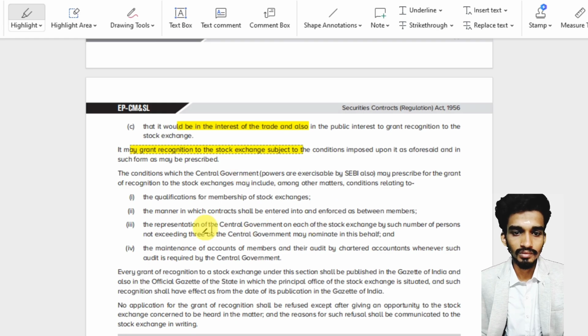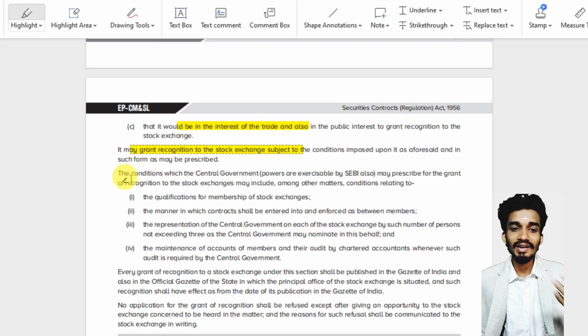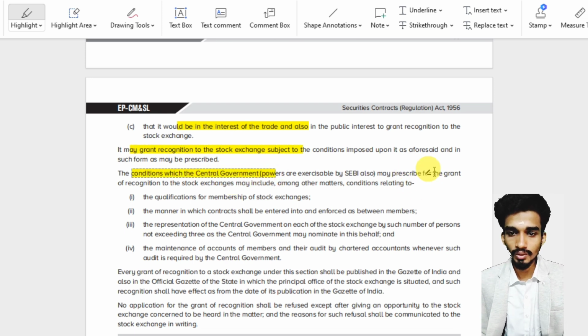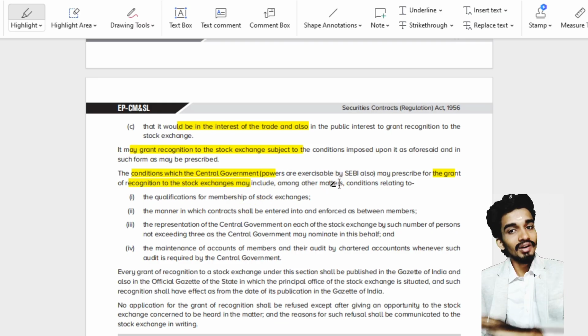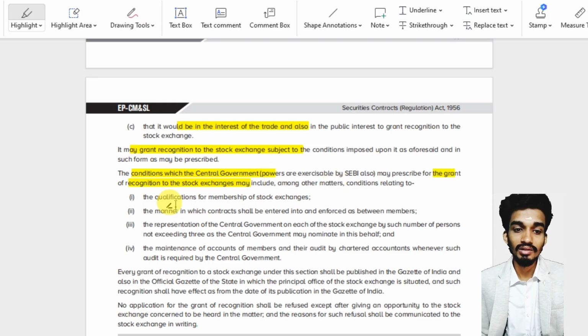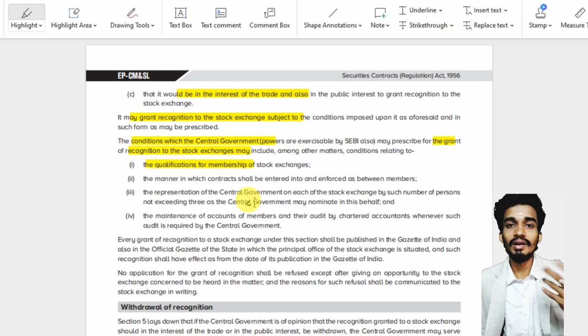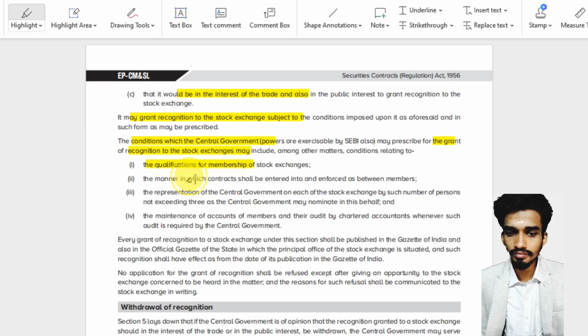Okay. So while granting the recognition, what are the things that the central government will look for? Various other factors they can look for, like the qualification of members and the qualification of office bearers. What background they have, what education they have, so whether they can handle the activities in the stock exchange.